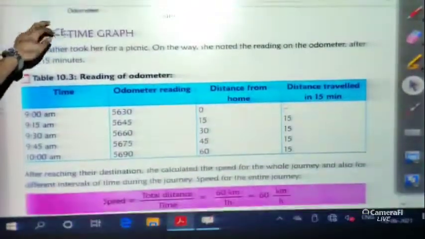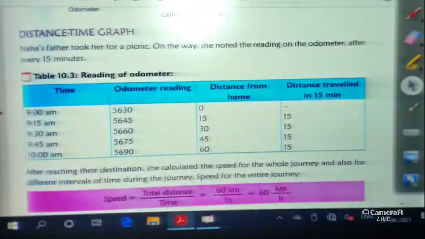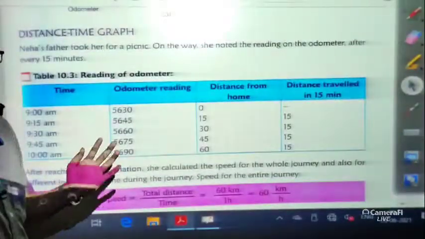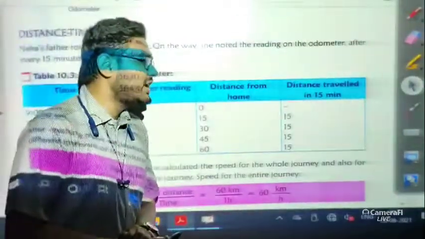So the next thing is the distance time graph. How to plot the distance time graph, how we can do the plotting, and the pictorial form of the distance time graph, all these things we will discuss in our next class.